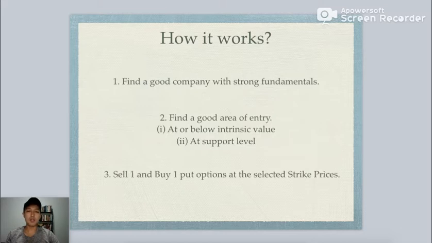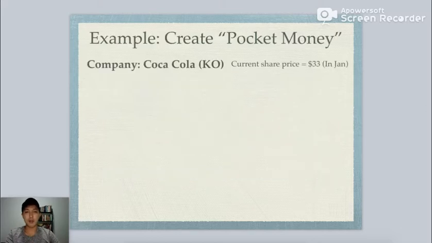What you need to do is sell one put and buy one put at the same time at the selected strike prices. Let me give you an example. This strategy is what we term in the community a pocket money strategy. You don't want to put too much money into it, but because the opportunity is there, you want to invest a very small bit of your money so that you can take some form of pocket money out of it without missing that good opportunity.